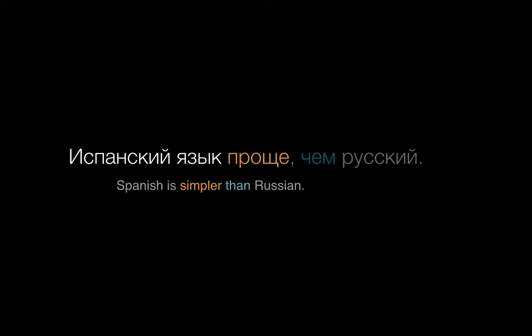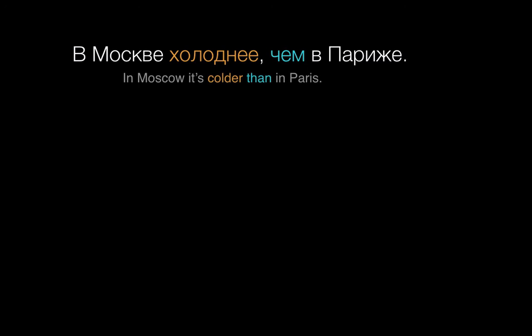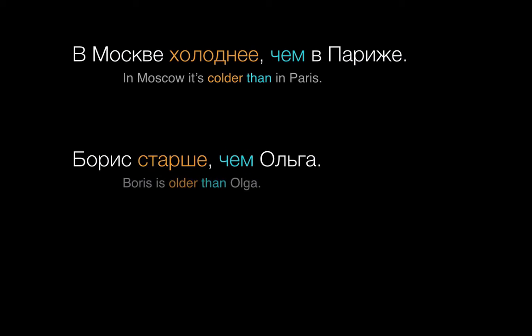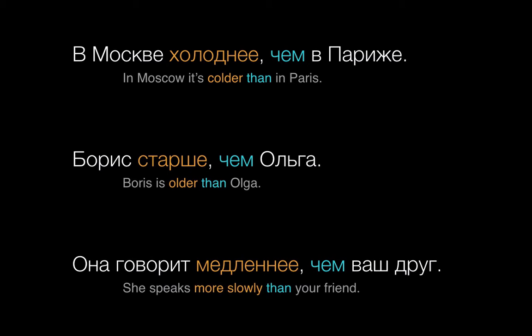Испанский язык проще, чем русский. So one way is to use the word чем. Чем here functions just like than in English. We'll put it right after the comparative adjective проще, from простой, and note that we're also using a comma before чем. A few more examples. В Москве холоднее, чем в Париже. Борис старше, чем Ольга. Она говорит медленнее, чем ваш друг.